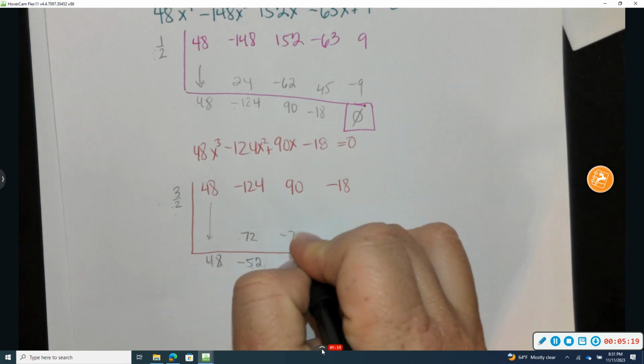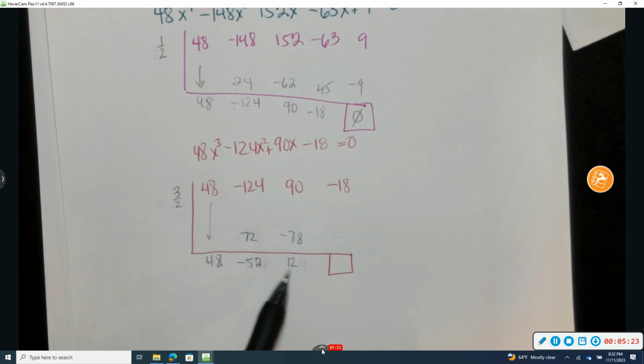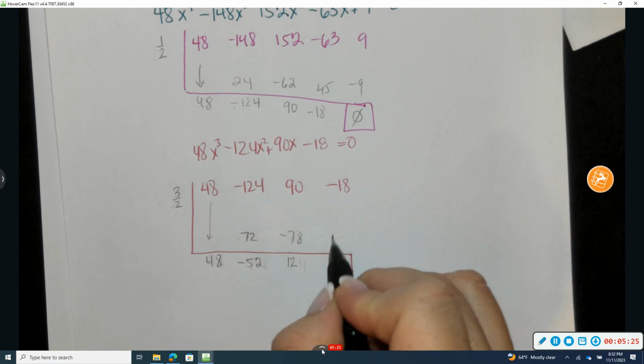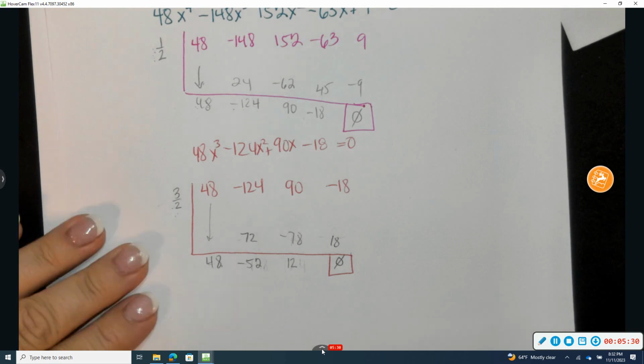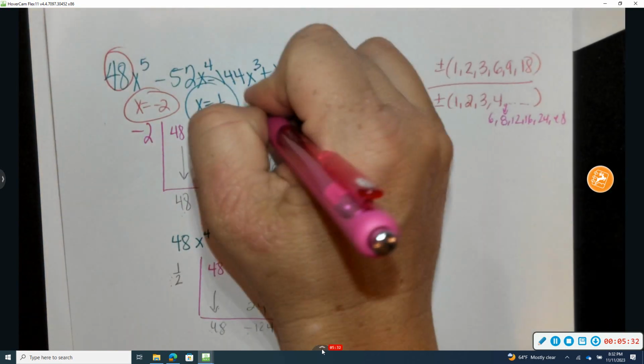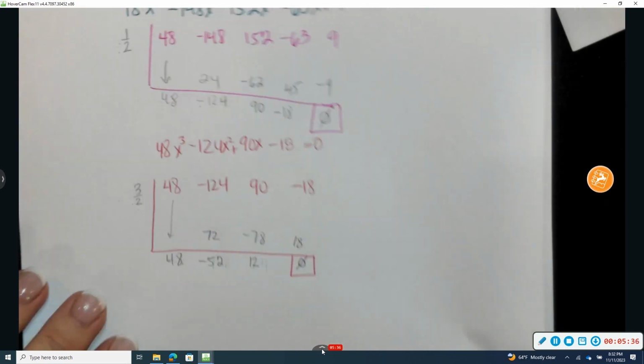That's a negative 78. They combine to equal 12. 3 times 12 is 36. Divided by 2 is 18. Yes, got another one that works. So 3/2 is another solution. X equals 3/2. This is a grueling process, is another solution.